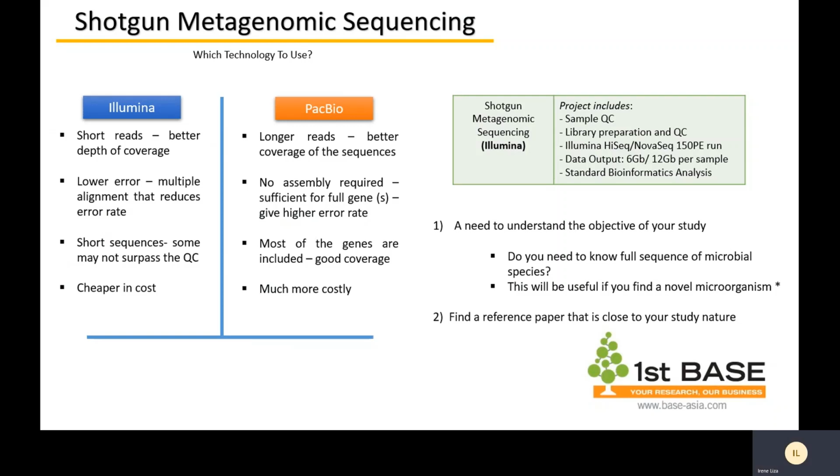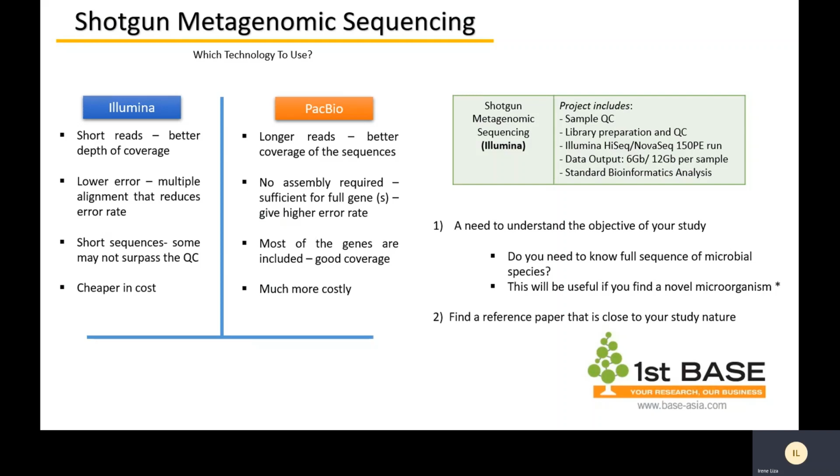Now we have seen two types of technology, Illumina and PacBio. So how do I know which technology to use? Illumina basically creates short reads. Because they are short reads, it has a better depth of coverage. But PacBio has longer reads and better coverage of the sequence. Illumina has a lower error rate. Why? It has multiple alignment, because it generates clusters. So it's able to do multiple sequencing, and when you align them, it actually reduces the error rate.